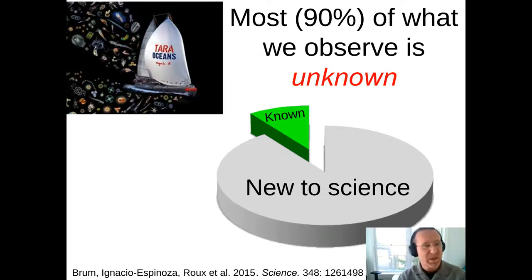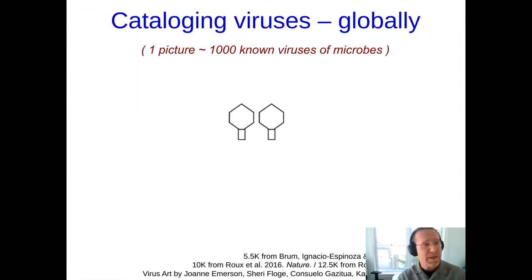Problem is, as soon as we start to study them, most of what we observe is unknown, completely new to science. I'm not talking about sort of a new variant within one particular species of viruses. I'm talking about completely new to science. And in fact, we had to develop a set of analytics to handle this.